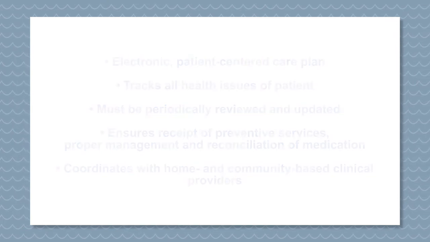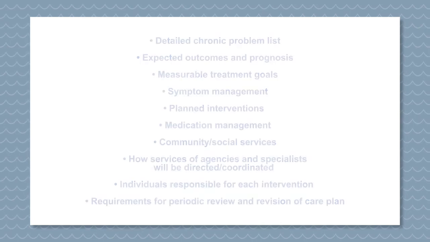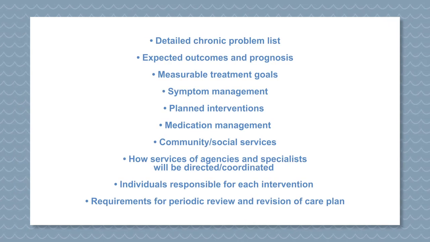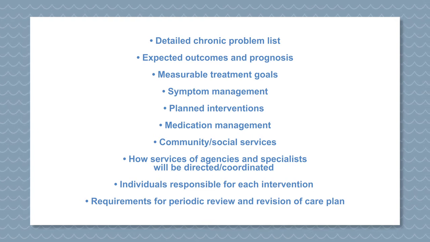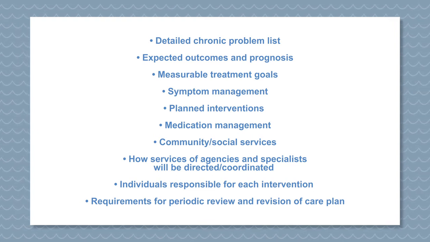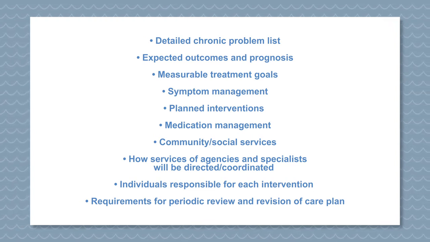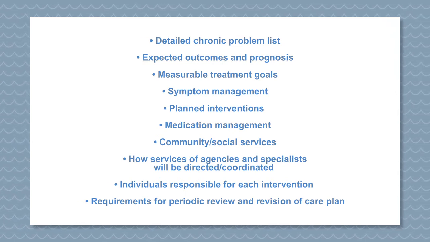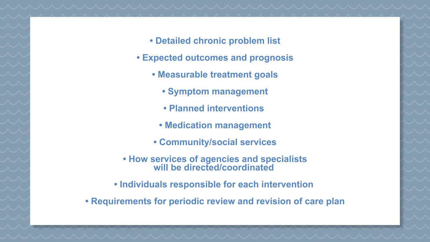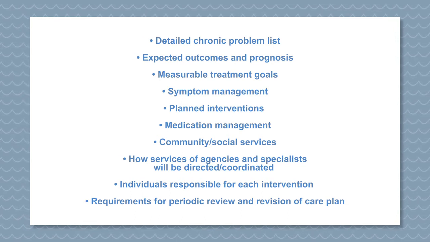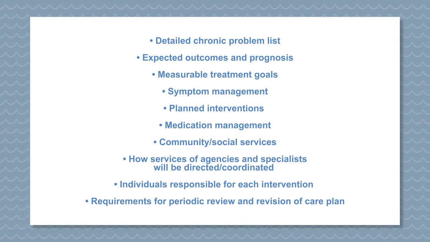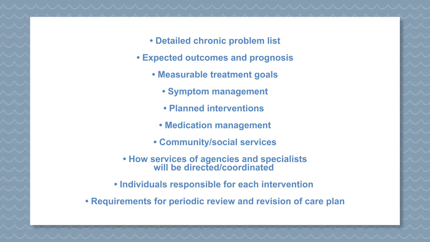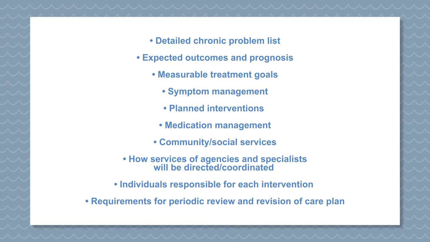The plan of care typically includes, but is not limited to, what you see here: detailed chronic problem list, expected outcomes and prognosis, measurable treatment goals, symptom management, planned interventions, medication management, community social services, how services of agencies and specialists will be directed and coordinated, individuals responsible for each intervention, requirements for periodic review and revision of care plan.